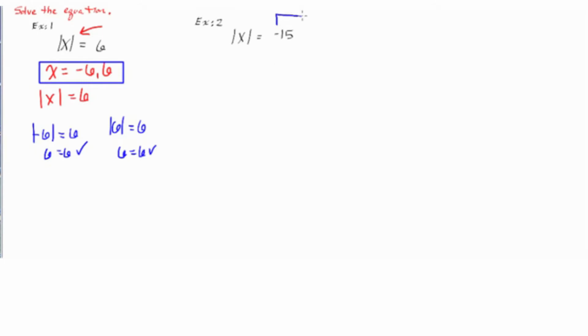So example 2, let's try the absolute value of x equals negative 15. Well, this is not going to be possible. There's no way to have a number that has a negative distance from 0. So this one's not possible.